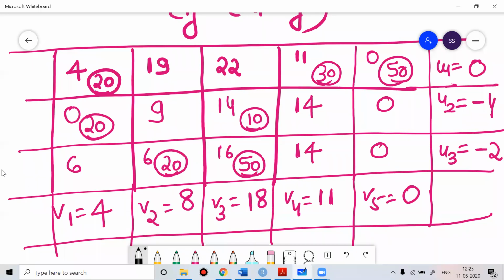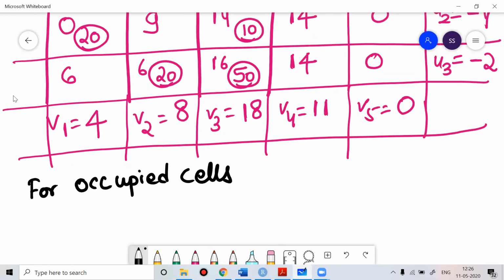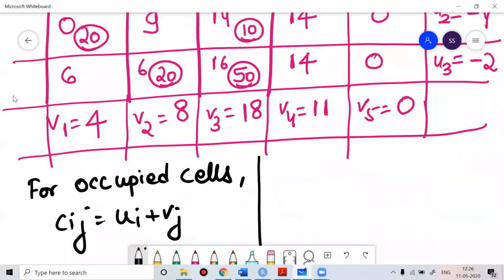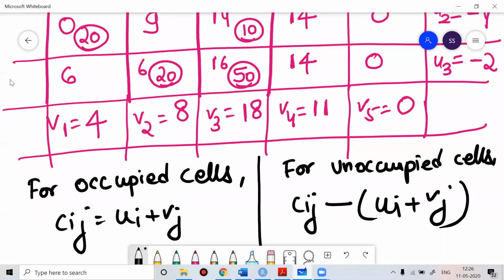So you just need to follow the formula for the occupied cells: Cij is equal to Ui plus Vj. With this formula, we'll put the value of U and V. Once that part is done, then we'll check the unoccupied cells. For the unoccupied cells, we follow the formula Cij minus (Ui plus Vj). If we get all positive, it means we got the optimal solution. Otherwise, we have to keep doing this work till we get the optimal.